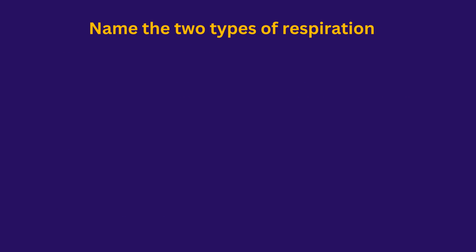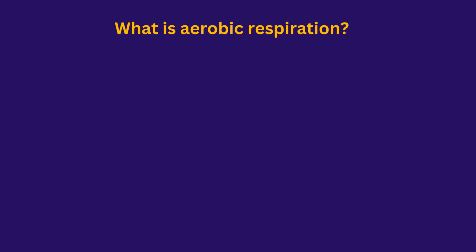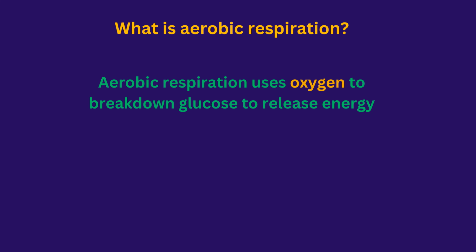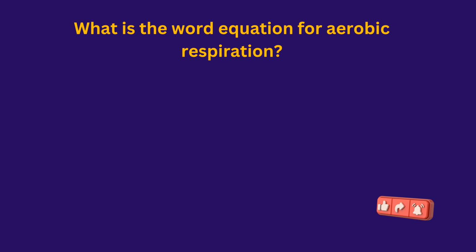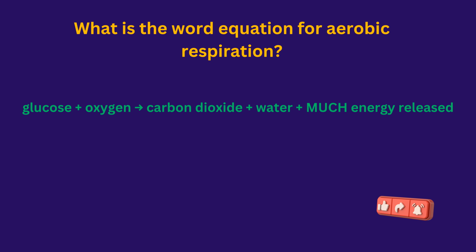Name the two types of respiration. Very good. Aerobic and anaerobic respiration. What is aerobic respiration? Aerobic respiration uses oxygen to break down glucose to release energy. What is the word equation for aerobic respiration? Glucose plus oxygen to produce carbon dioxide and water, and much energy is released.